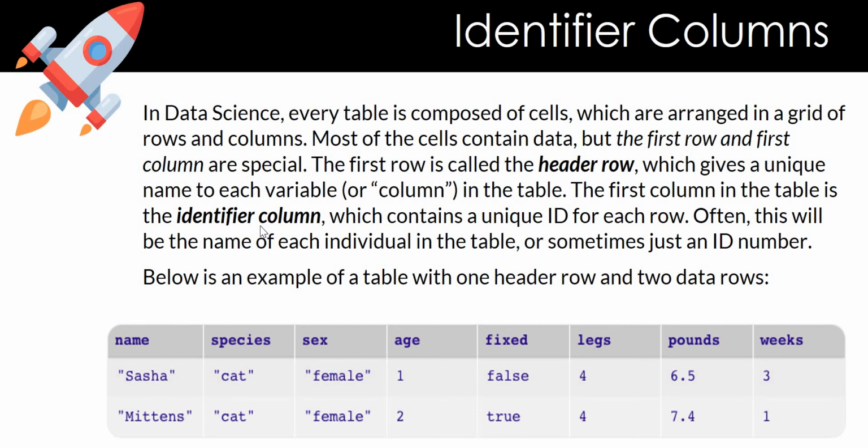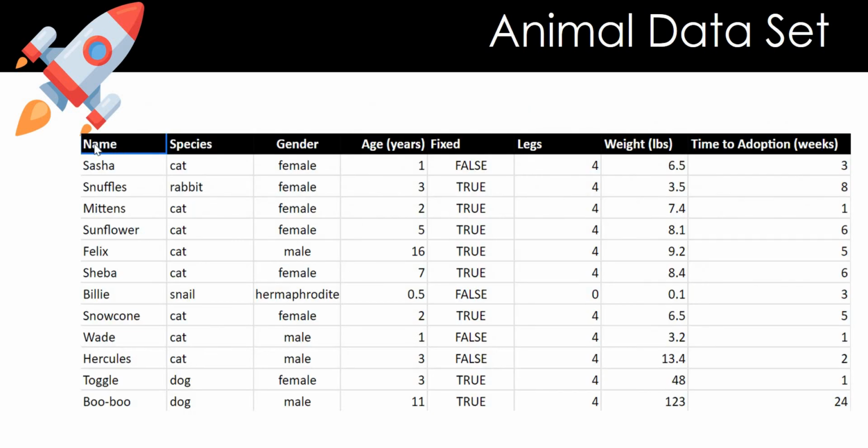Then we have what's called the identifier column, which is a unique identifier. It happens in the first column. For you guys, for example, your unique identifier for IEC is not your name. It's actually your OSIS number, your school ID. That is unique. You're the only person in the entire Department of Education of New York City that has this number. So in the animal data set, the name is the identifier. In this data set, the animals have unique names, okay?